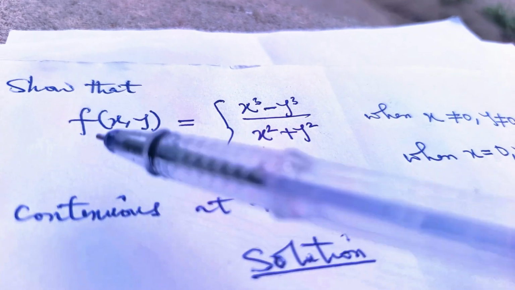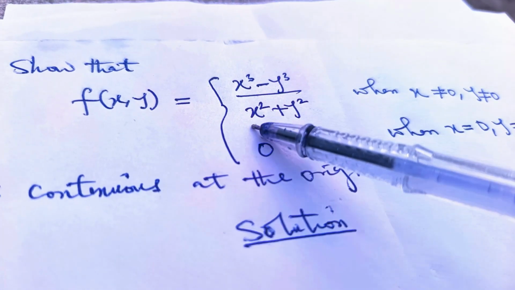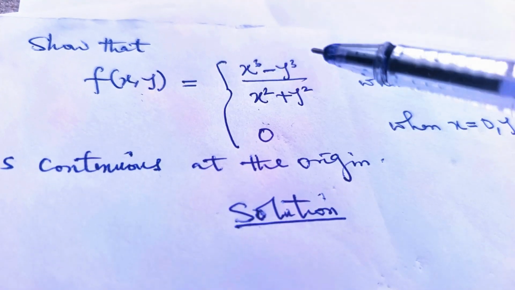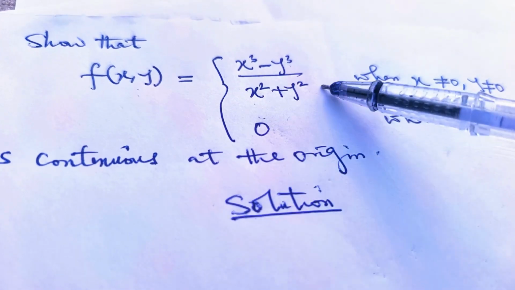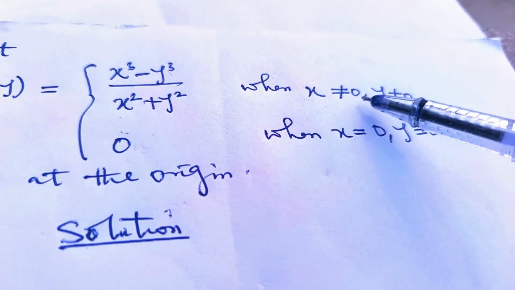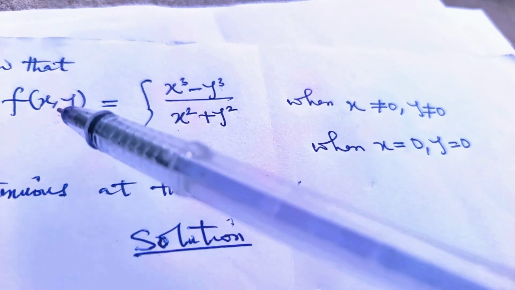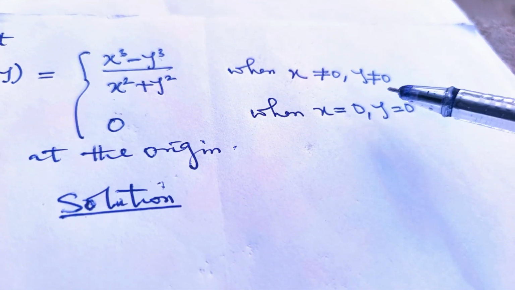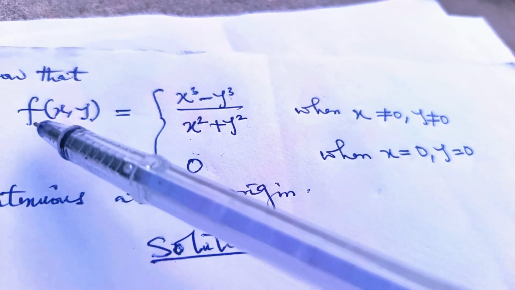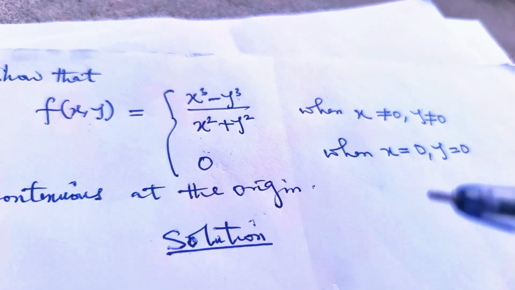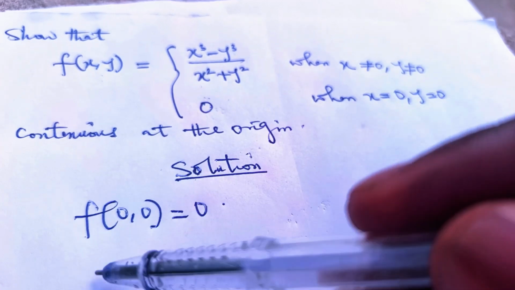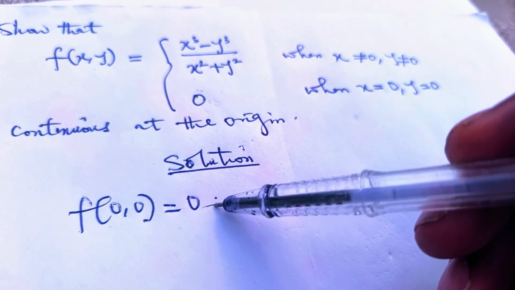Hello guys, I want to show that this function is continuous. Now, as you can see, f(x, y) is equal to all this when x is not equal to 0 and y is not equal to 0, and the same function is equal to 0 when x equals 0 and y equals 0. That means f(0, 0) is equal to 0. That's what they are telling us. That means the function is defined.